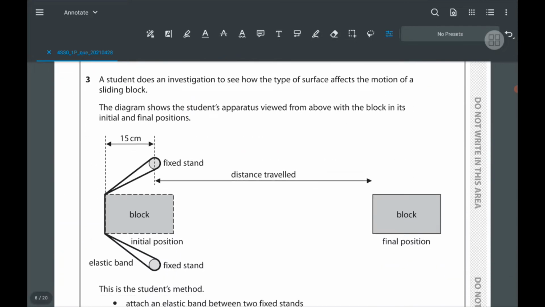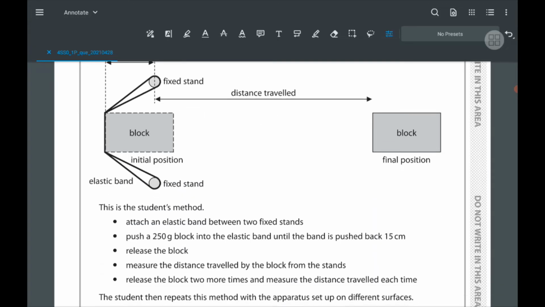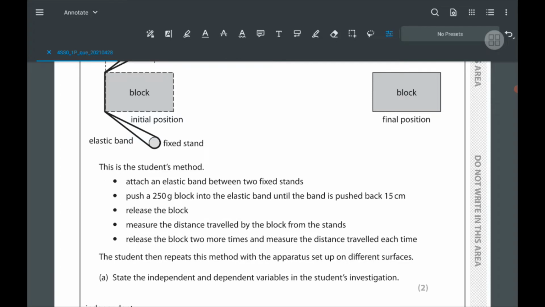Next one. A student does an investigation to see how the type of surface affects the motion of a sliding block. The diagram shows a student's apparatus viewed from above with the block and its initial and final positions. This is the student's method. Attach the elastic band between two fixed stands. Push a 250-gram block into the elastic band until the band is pushed back 15 centimeters. Release the block. Measure the distance traveled by the block from the stand.